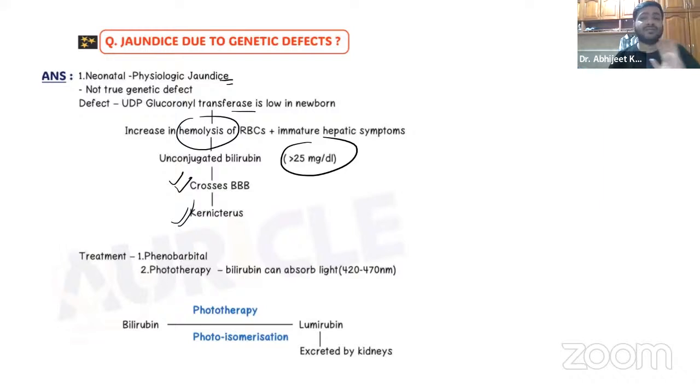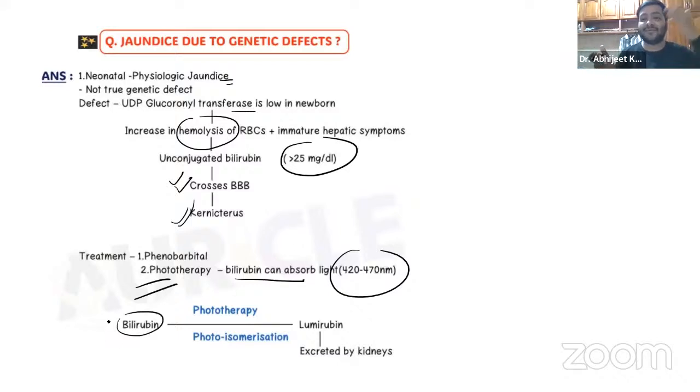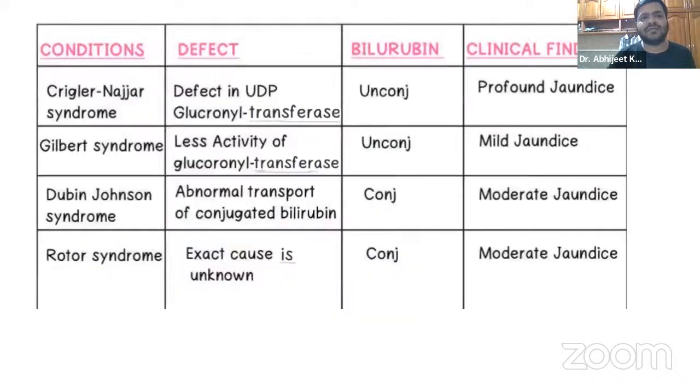Initially, in the first 24 hours, it is normal, guys, but if it continues for a longer period of time, then we have to do the phototherapy, guys. Bilirubin can absorb light of 420 to 470 nanometers, right? So you have to remember this. We actually keep those neonatal children under the phototherapy light, guys. What this light does is convert the bilirubin into lumirubin, which is excreted by the kidneys, right?